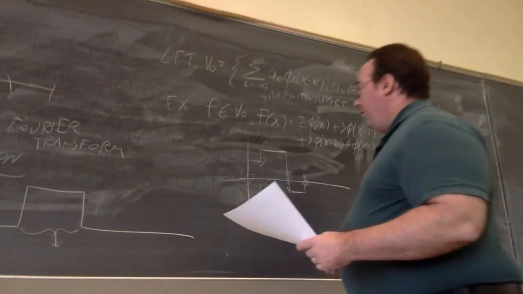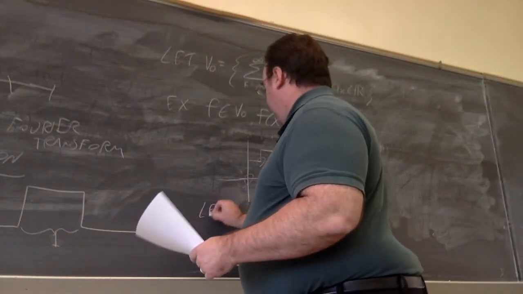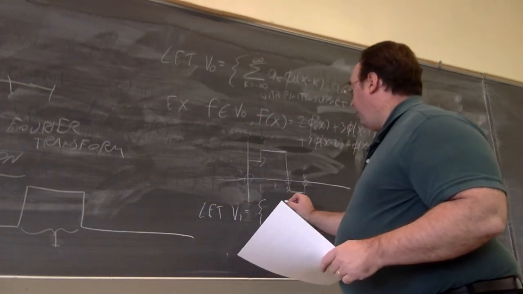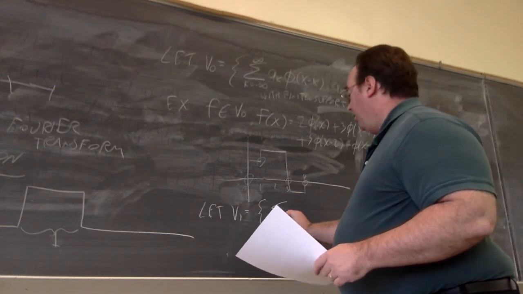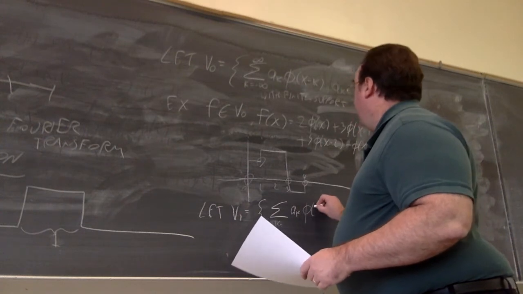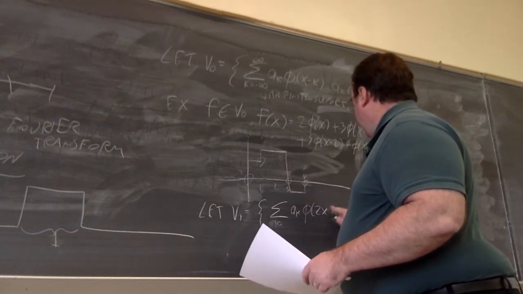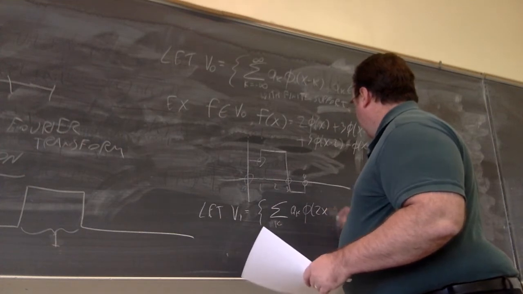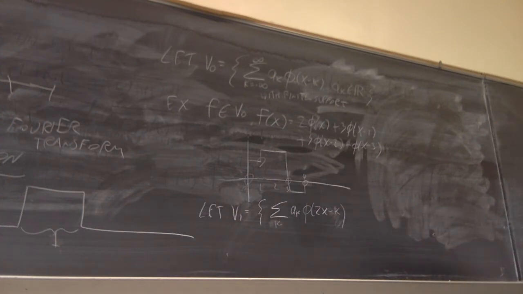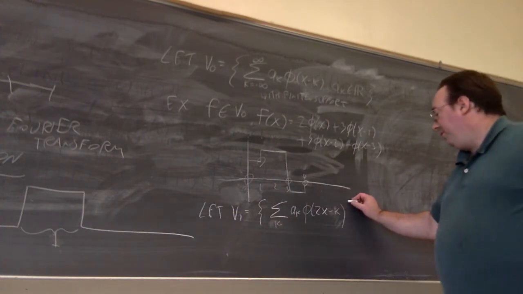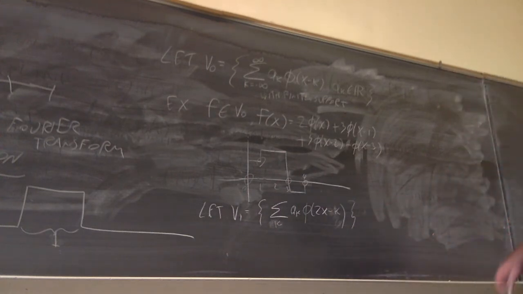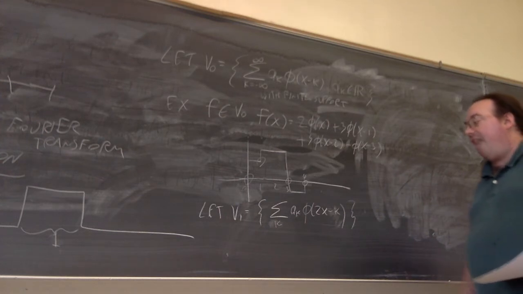Now, I can define a related space V1 to be the space of functions of this form, again with finite support. I'm not going to write this every time. The coefficients times phi of 2x minus k, where k is any of the integers. So, again, piecewise constant functions, but now the discontinuities occur at the half integers.